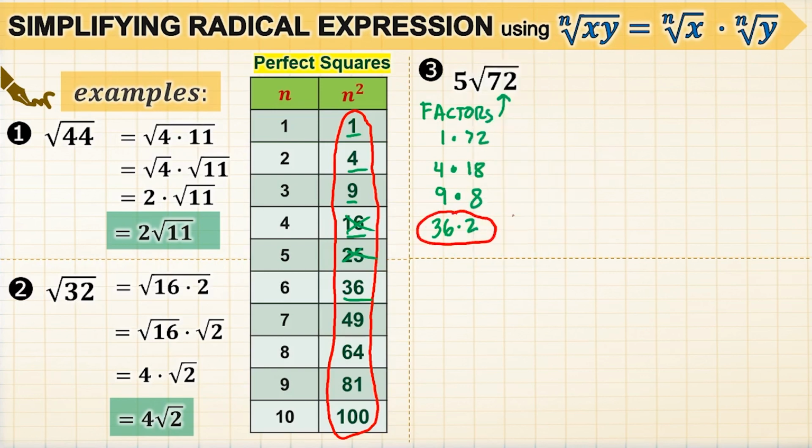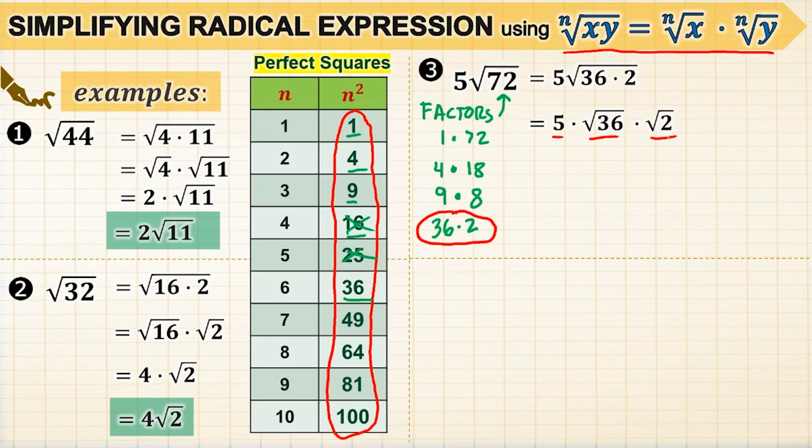Si 36 times 2. So, right now, we can write 5 square root of 72 into 5 times the square root of 36 times 2. This time, gagamitin natin ulit itong law of radical. Paghiwalay natin yung square root of 36 times 2 into square root of 36 times the square root of 2. Kaya ang magiging itsura niyan ay parang ganito. So, kung sinama na natin yung 5 sa paghihiwalay, 5 times the square root of 36 times the square root of 2.